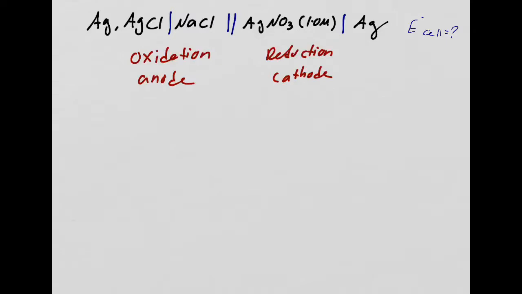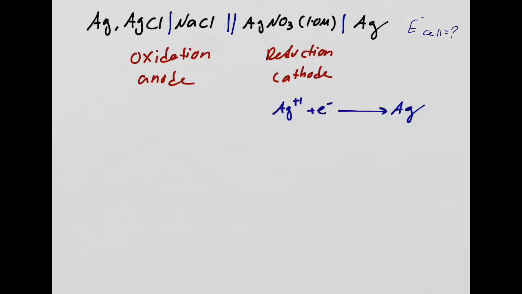The reduction part is a little bit easier. What is being reduced? Silver. Again, nitrate is just like a spectator, doesn't really do anything. So the silver is what's being reduced, because this reduction is probably silver plus 1, getting an electron and becoming silver. So silver plus 1 going to silver. That is going to be my reduction.